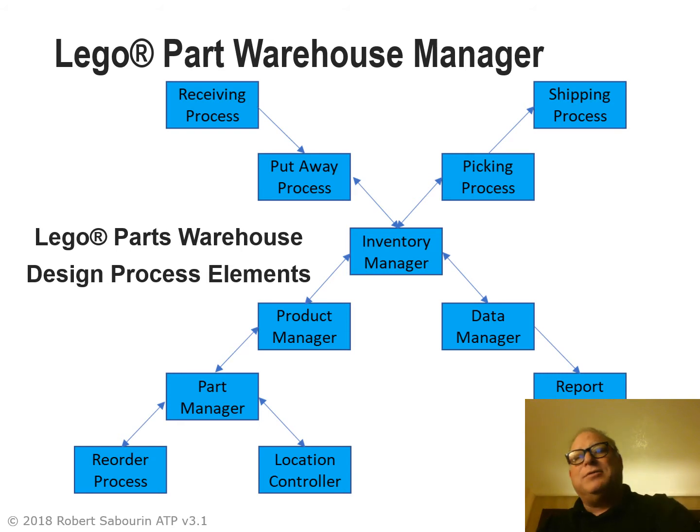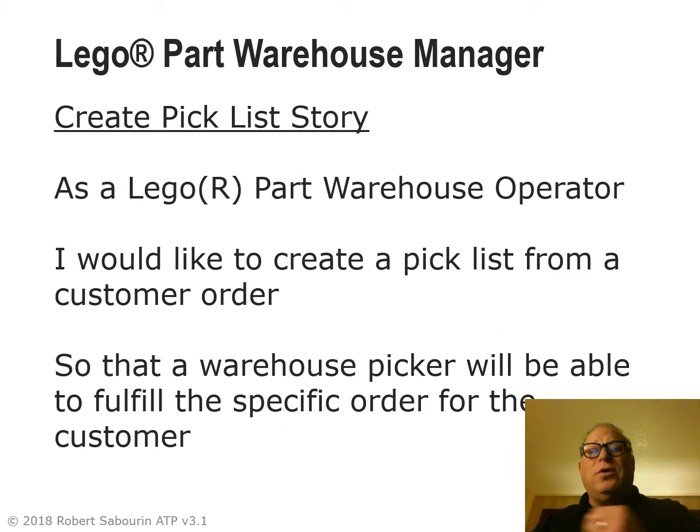That's the design element. So before we identify tasks, we've got to realize that to implement a new requirement, we've got to be aware of the design and what might change in the design. We need knowledge of the story. So in this case, the user story we're going to look for testing tasks of is the create pick list story. So as a Lego Part Warehouse operator, I would like to create a pick list from a customer order so that a warehouse picker will be able to fulfill the specific order for the customer.